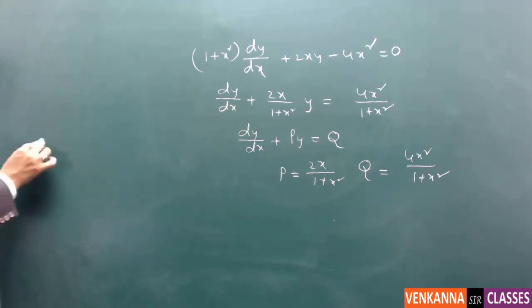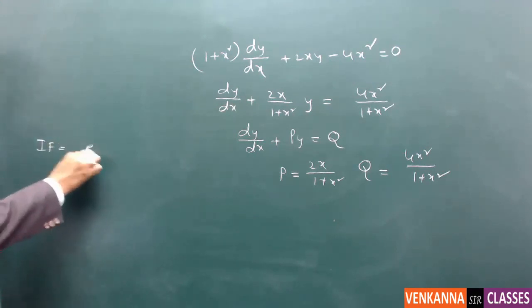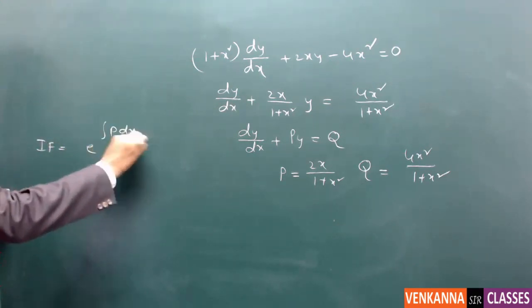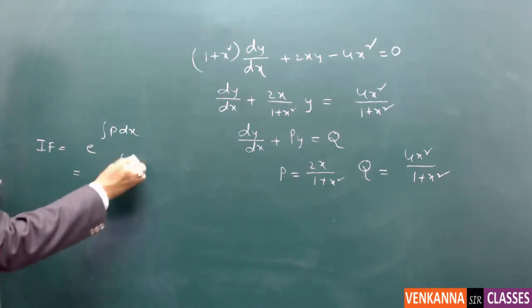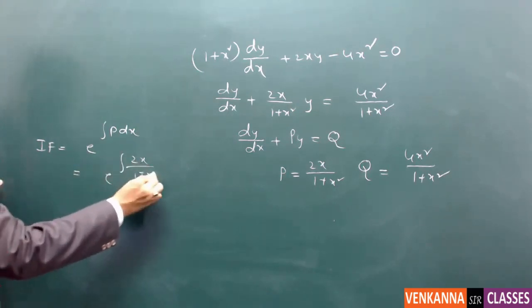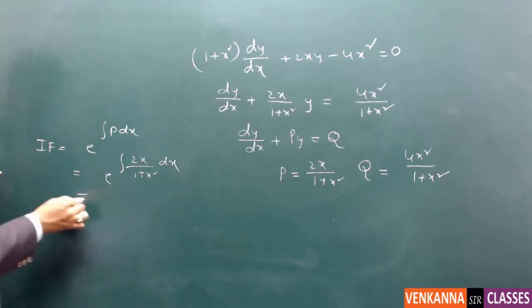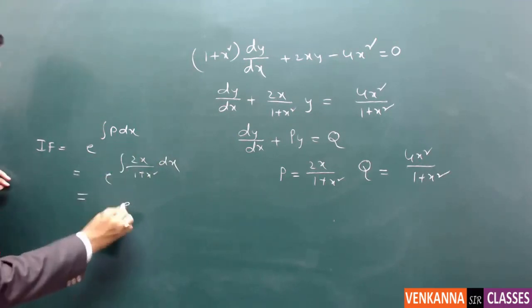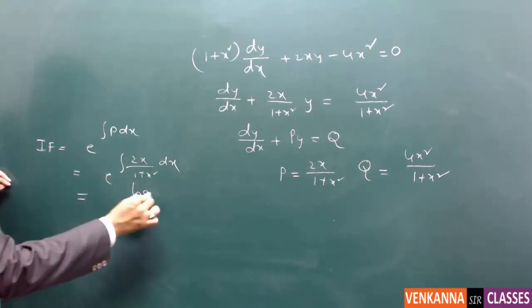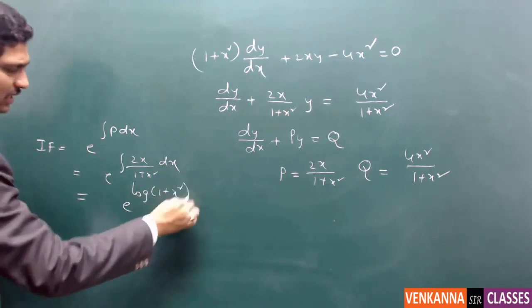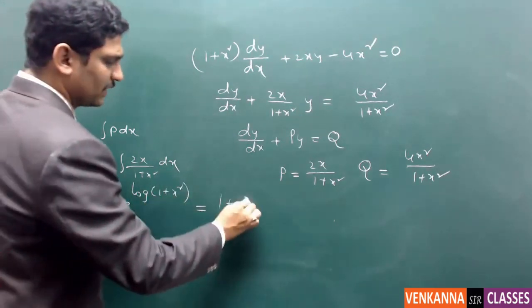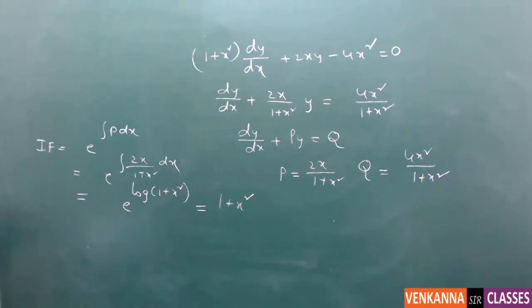Now let us find the integrating factor. So e power integral p dx, so e power integral 2x by (1 plus x square) dx. Since the derivative appears in the numerator, it is e power log of (1 plus x square), which equals 1 plus x square. Accepted? Any queries?